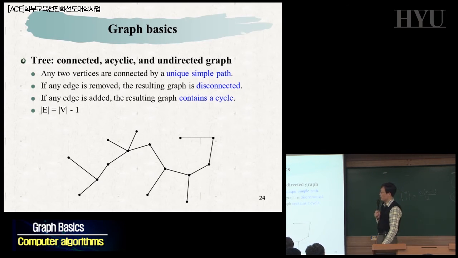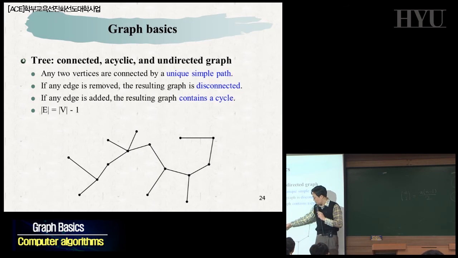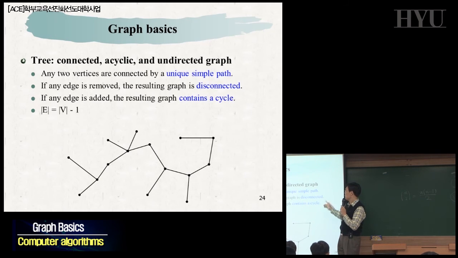And then the next one, if any edge is removed, the resulting graph is disconnected. Yes. So look at this edge. It's a unique, simple path between these two vertices. So if we remove this edge, the unique, simple path between these two vertices is disconnected. So this is true.